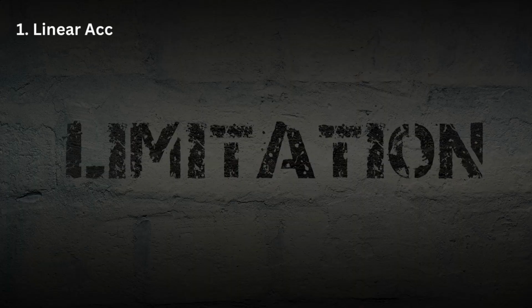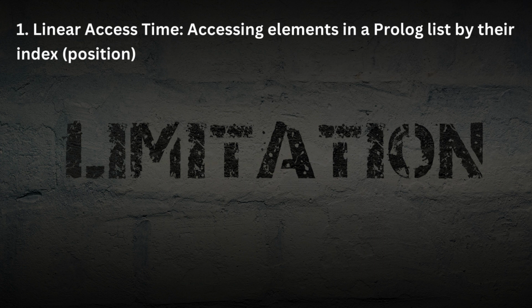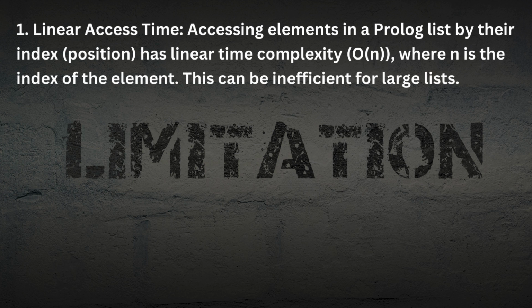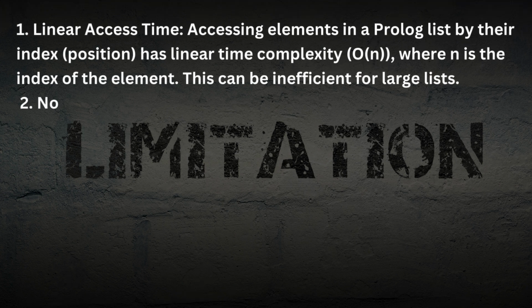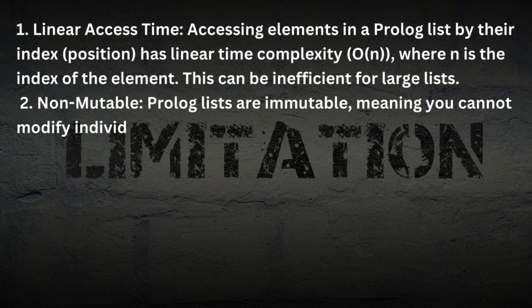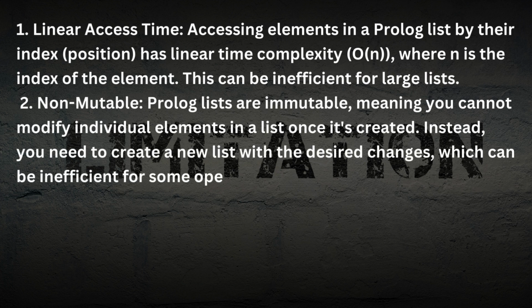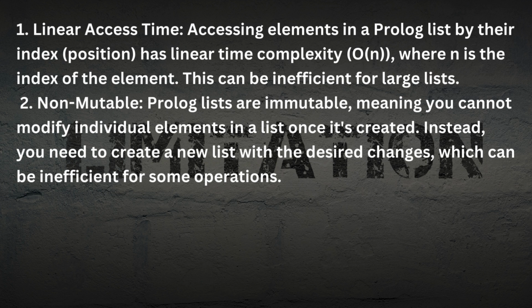First, linear access time. Accessing elements in a Prolog list by their index position has linear time complexity, order of n, where n is the index of the element. This can be inefficient for large lists. Second, non-mutable. Prolog lists are immutable, meaning you cannot modify individual elements in a list once it is created. Instead, you need to create a new list with the desired changes, which can be inefficient for some operations.